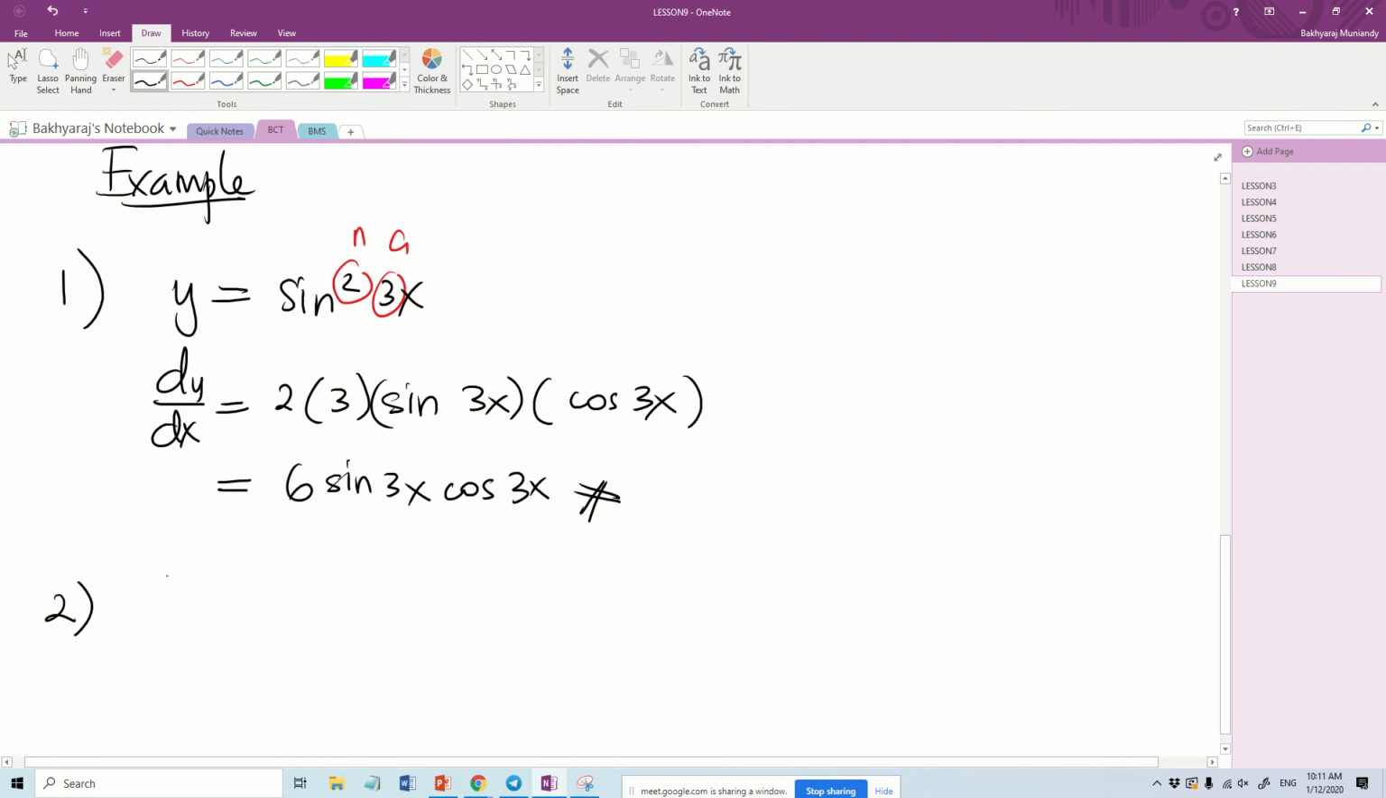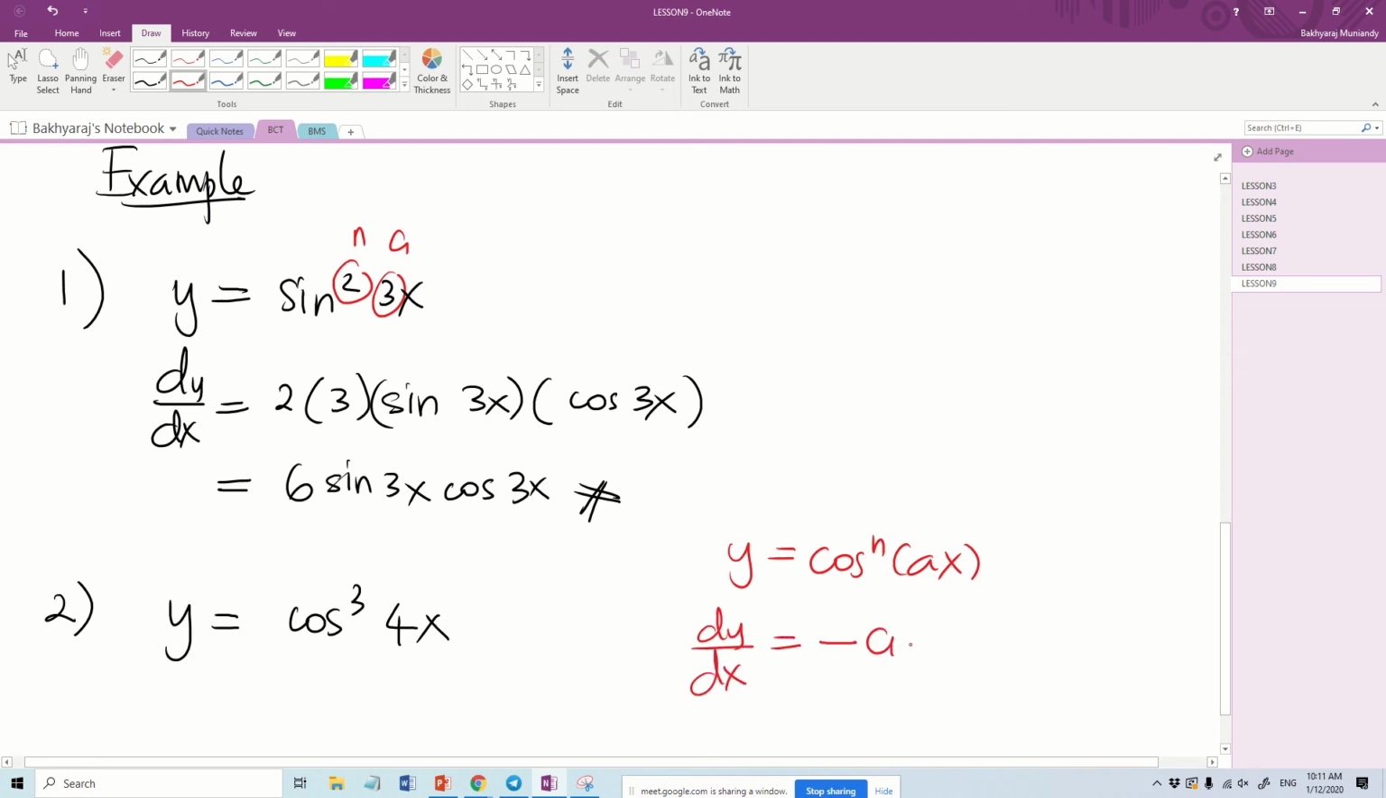Number 2, okay, we try this. y equal cos power of 3 for x. Get the formula. What is the formula? When y equal cos n ax, then dy dx becomes negative a dot n cos n minus 1 ax dot sin ax. So this is the formula. Once you know the formula, then definitely you can go for the answer.